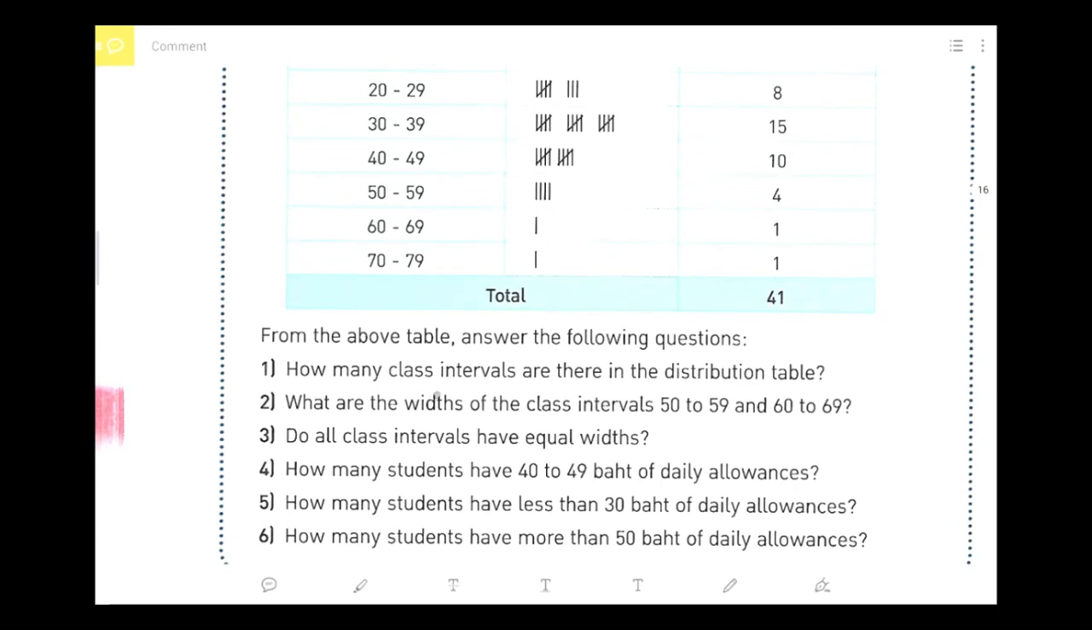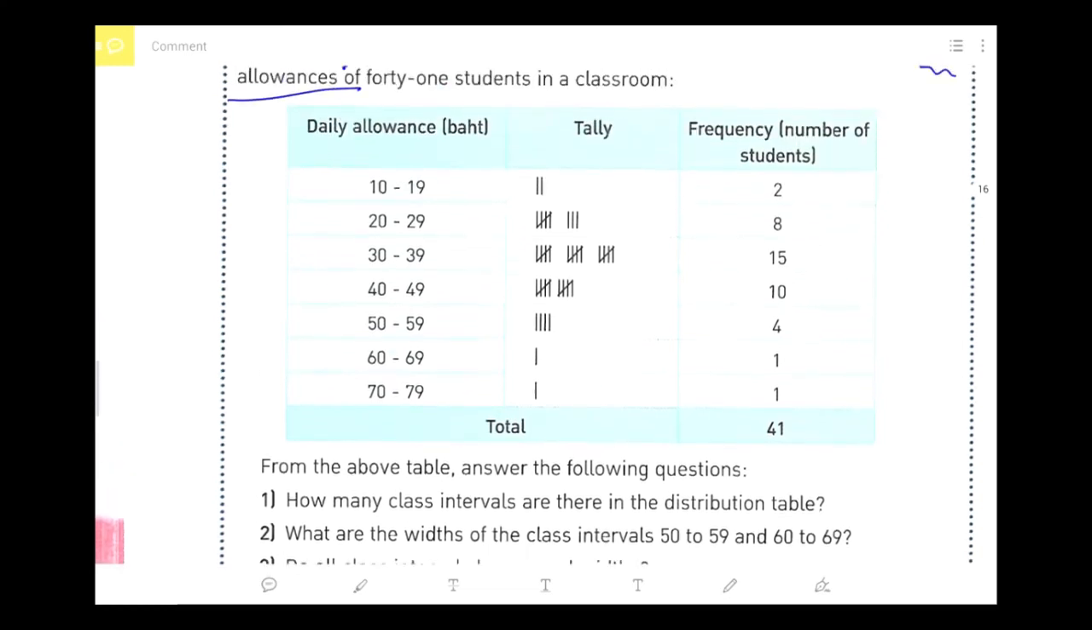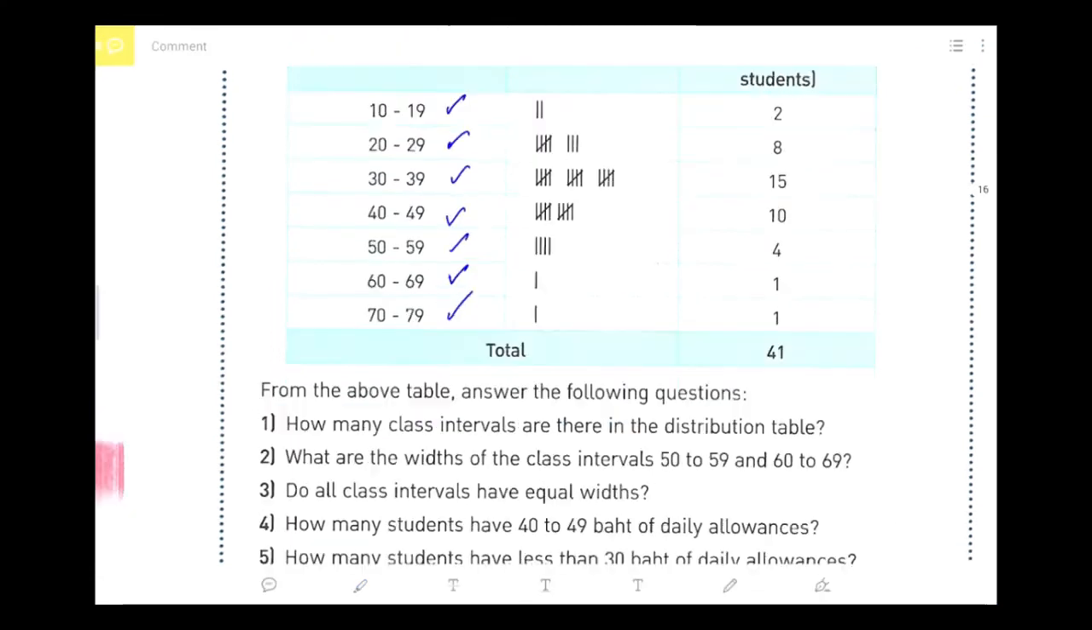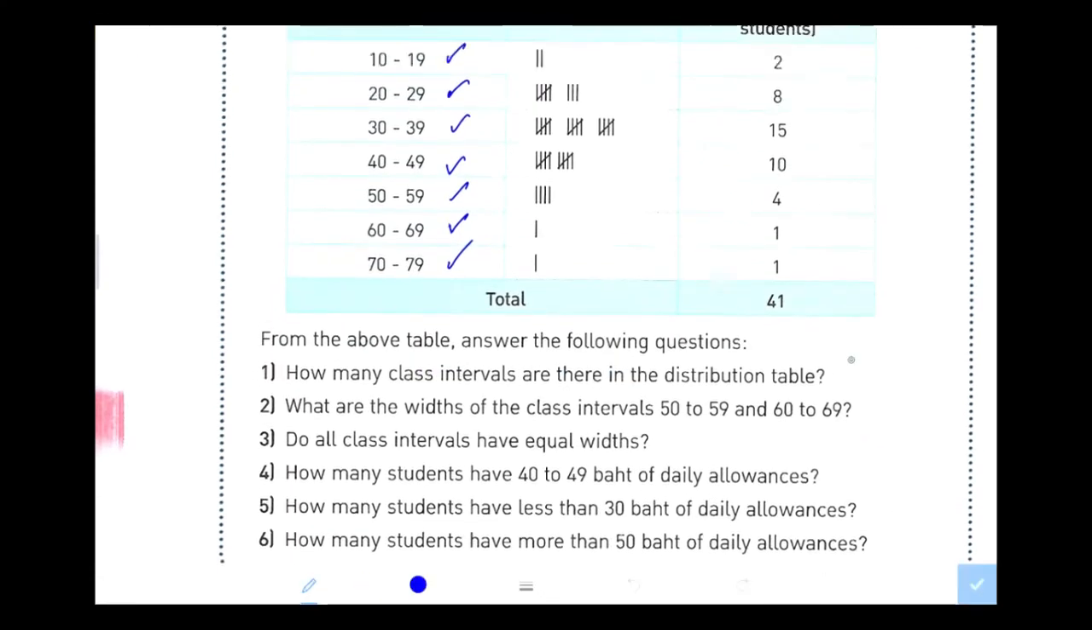How many class intervals are there in the distribution table? You just look and count: 1, 2, 3, 4, 5, 6, 7. So you have 7 class intervals. Very easy, right? What are the widths of the class interval 50 to 59 and 60 to 69?